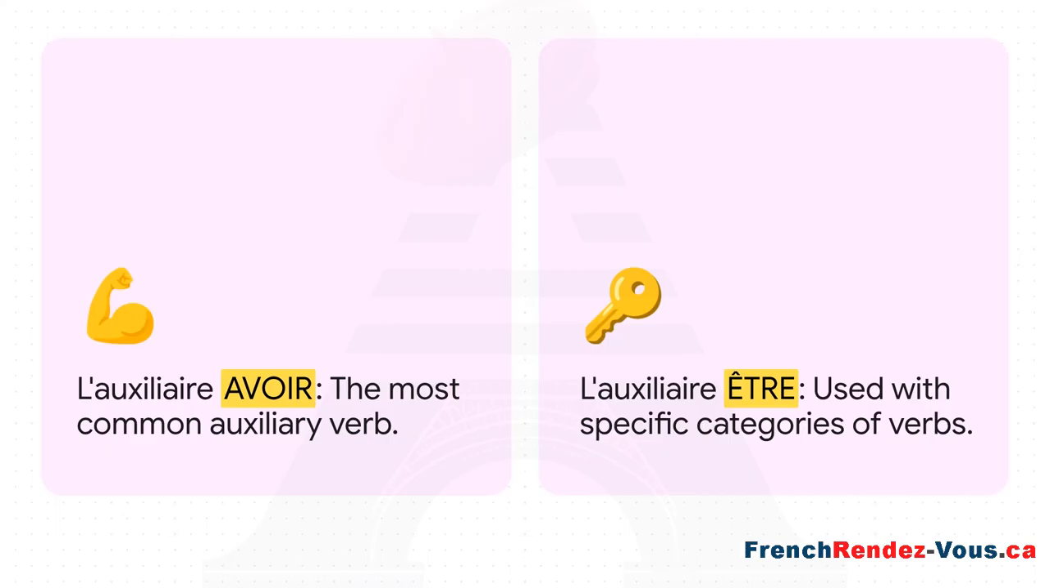Okay, so in this world of helping verbs, there are really two main players, avoir and être. Now, avoir is kind of the default. It's the workhorse you're going to use for the vast majority of verbs. Être, on the other hand, is a bit more specialized. It's reserved for a very specific and very important group of verbs. And figuring out which verbs belong to that group is usually where all the confusion starts.